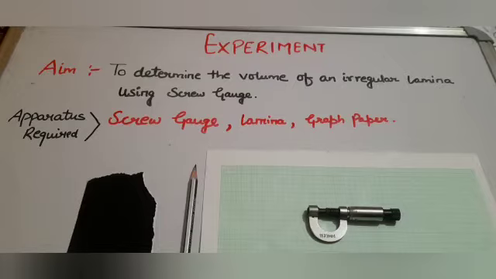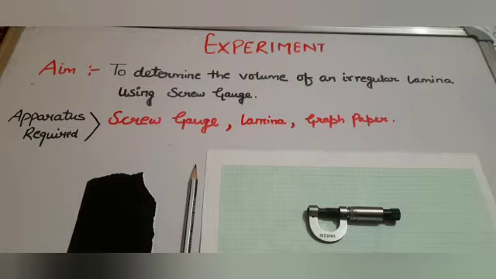Good day, students. Today we are going to perform another experiment of class 11 physics. The aim of the experiment is to determine the volume of an irregular lamina using a screw gauge. Apparatus required: an irregular lamina whose volume is to be measured, a screw gauge, graph paper and a pencil.